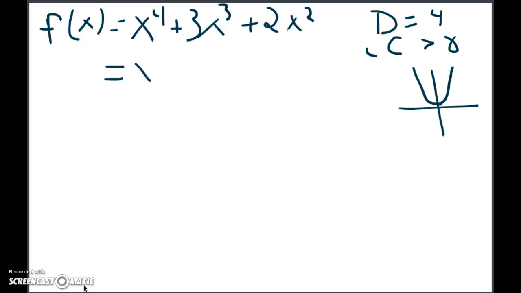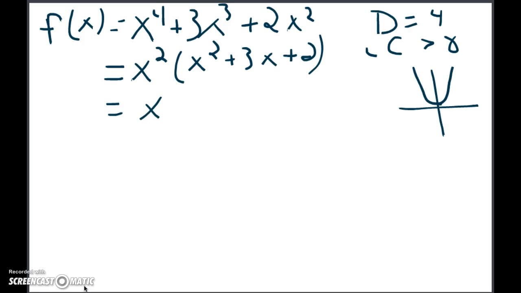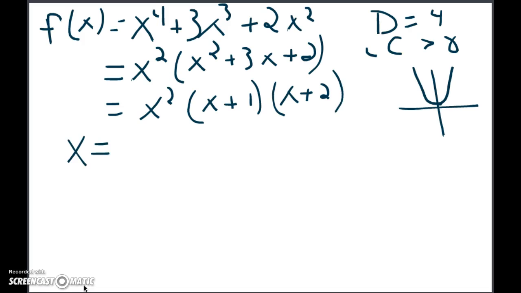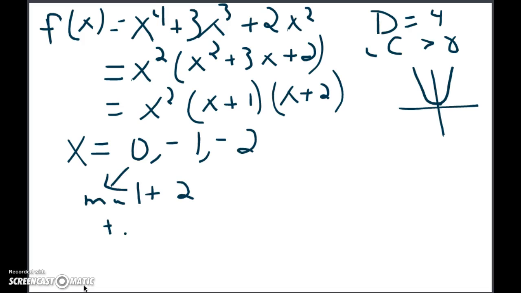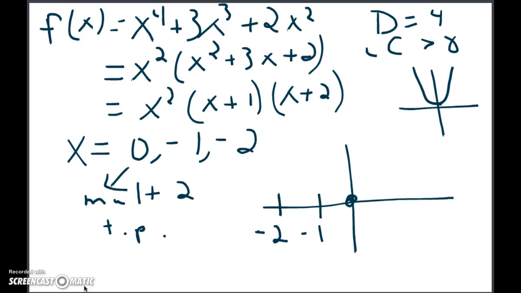So if I factor this, I get x squared times the quantity x squared plus 3x plus 2, which is x squared times x plus 1, x plus 2. So now I know my zeros are 0, negative 1, negative 2, and this 0 has multiplicity 2. What does that tell you? It's a turning point. So when I go to graph it, there's a 0 at negative 2, there's a 0 at negative 1, there's a 0 at 0.